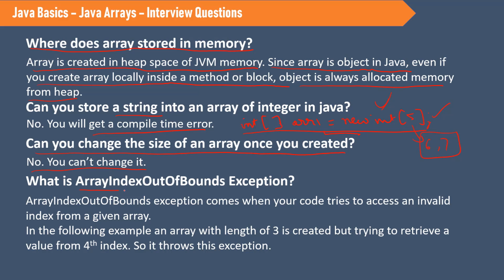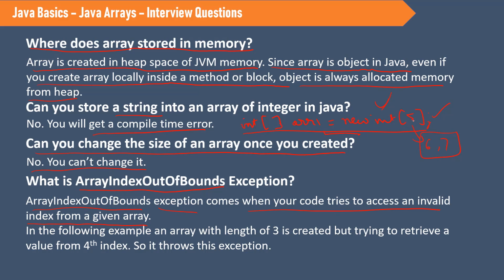What is array index out of bounds exception? We have already seen this one in the previous videos. Array index out of bounds exception is when we try to get a value from an index in an array which doesn't exist, then we get this array index out of bounds exception. It comes when your code tries to access an invalid index from a given array.